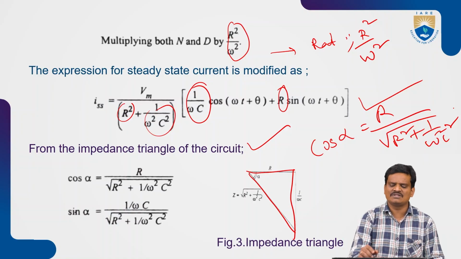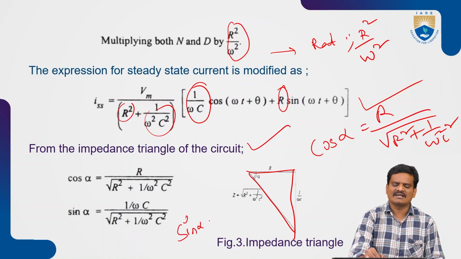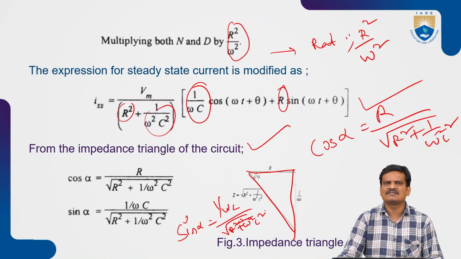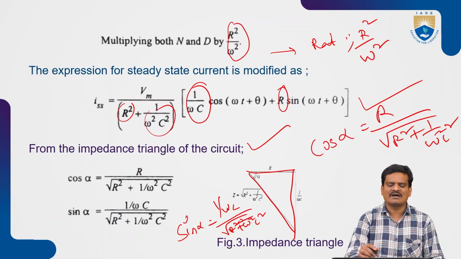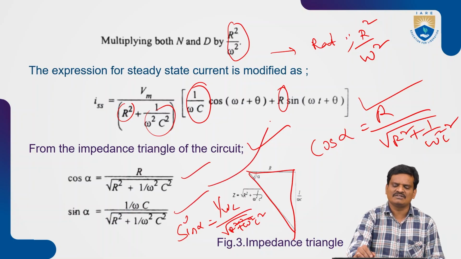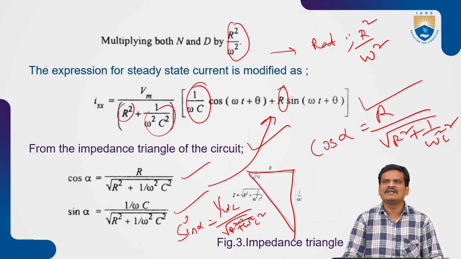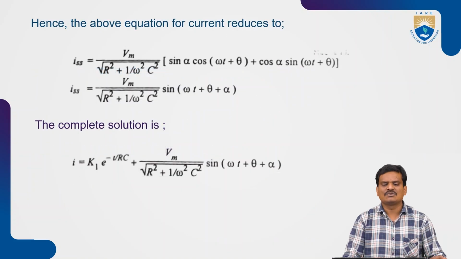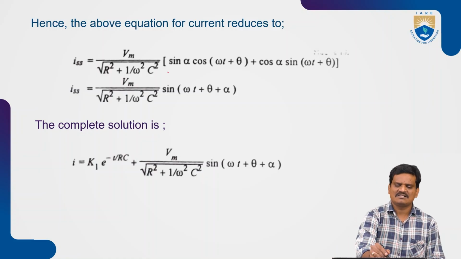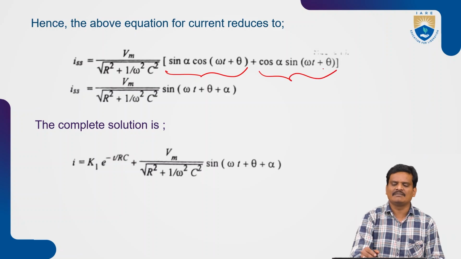In the similar fashion, by using this particular impedance triangle, I can calculate the value of sin alpha, where sin alpha is considered as opposite side by hypotenuse, that is under root of r square plus 1 by omega square c square. Now I will replace the value of cos alpha and sin alpha in the above expression, which is obtained in the form of a steady state current, in order to make it a standardized one. So I am trying to replace the value of sin alpha and cos alpha, whatever I have got, in the standard form of a steady state response of a current, and sin A cos B plus cos A sin B can be rewritten as what?